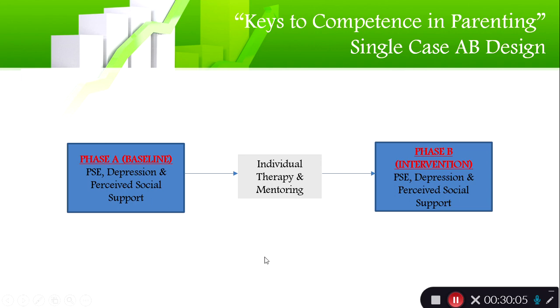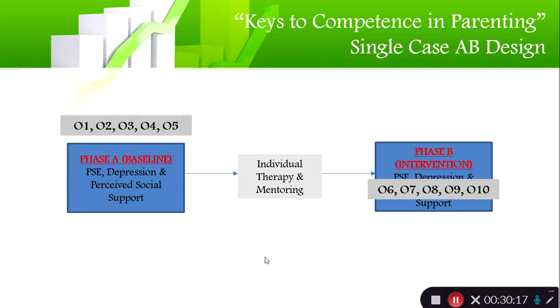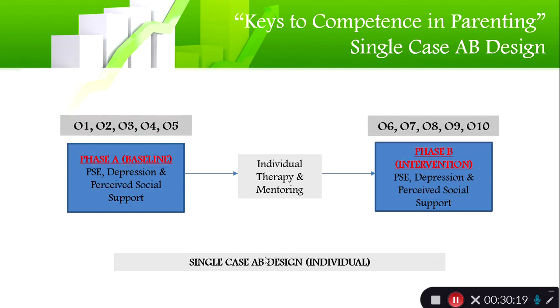And so this is just an example of how we can utilize a single case A/B design and apply this design to the same case scenario. And here would be our multiple measurement points. Okay, so this would be our single case A/B design. And so here we could take multiple measurement points. We have 5 points at the baseline and 5 measurement points during the intervention phase.